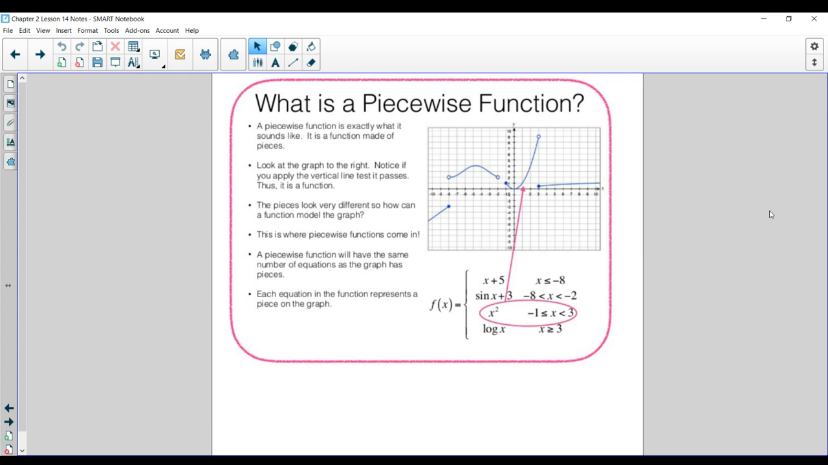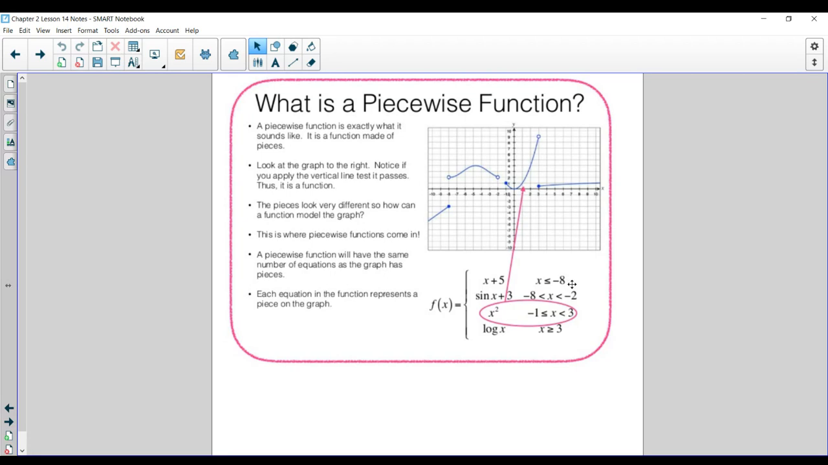Lesson 14 is going to be on piecewise functions. And in a piecewise function, it's basically exactly what it sounds like: you're going to take a function and break it up into pieces. So in your function, you're going to have more than one type of equation in there.